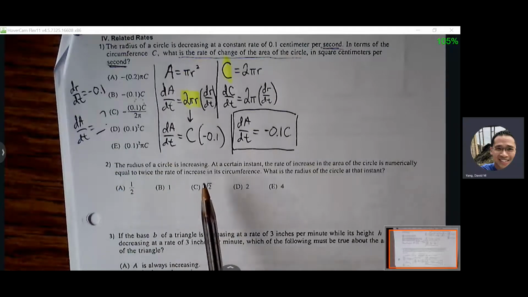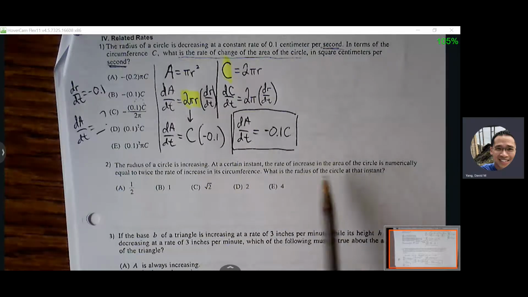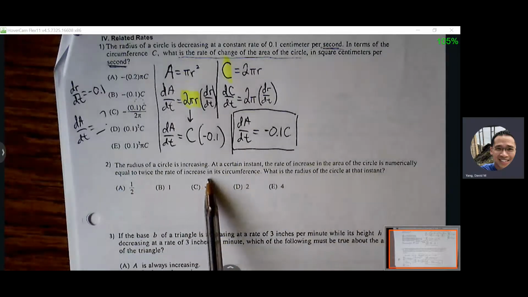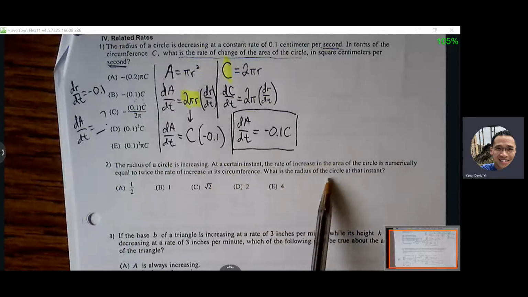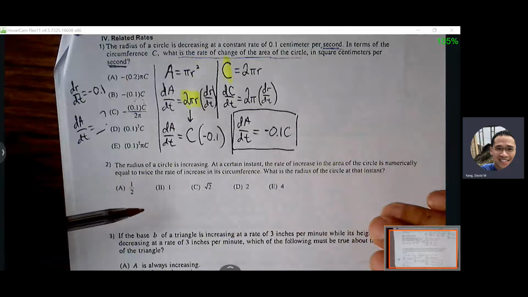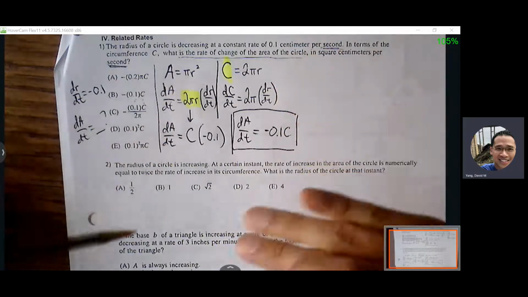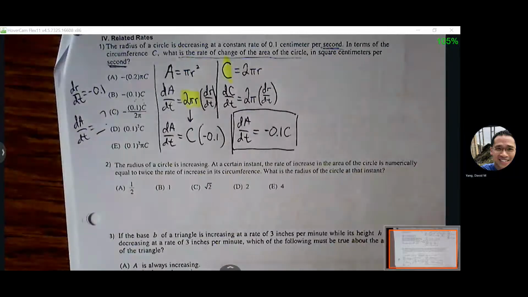The radius of a circle is increasing. At a certain instant, the rate of increase of the area of a circle is numerically equal to the rate of increase in the circumference. What is the radius of the circle at that instant? So we're still dealing with area, circumference. So I think a lot of what we found from above can carry over to number 2.